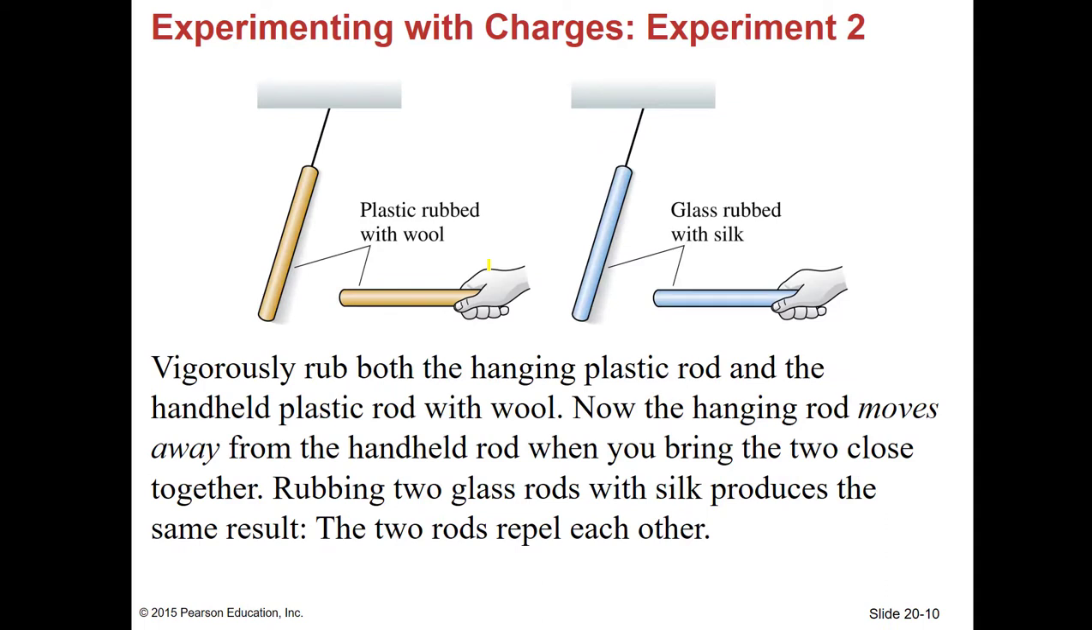So if you vigorously rub the plastic rod and the handheld plastic rod with wool, and that's what you're seeing in this first picture here, these have been rubbed with wool, you bring them close to each other, they repel. And you could actually see this in the lab. The glass rod you rub with silk, and they actually repel. So rubbing two glass rods is just like rubbing two plastic rods. This is with wool and this is with silk. These have the same type of charge. The plastic, same type of charge, they repel. Glass, same type of charge, they repel. So we'll see like charges actually repel.